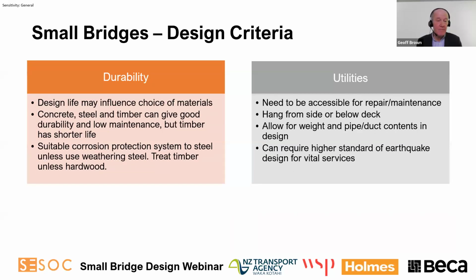Durability. Design life may influence the choice of materials with respect to durability. Concrete, steel, and timber can give good durability and low maintenance, but timber has a shorter life than steel or concrete. Suitable corrosion protection systems will be needed for steel, unless we use weathering steel, and timber would need to be treated unless we use hardwood.